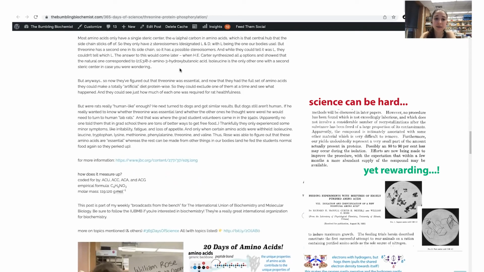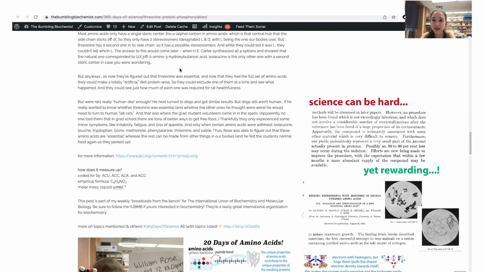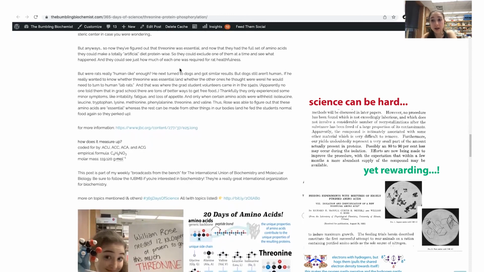And they had a full set of amino acids that they could use to make a totally artificial diet, protein-wise. And then they could exclude these amino acids one at a time and see what happens, and see just how much of each one was required for rat healthfulness. So they could do all these experiments with rats, but is the same true for humans? Rats weren't really human-like enough. And so he next turned to dogs, and he got similar results. But dogs still aren't human.